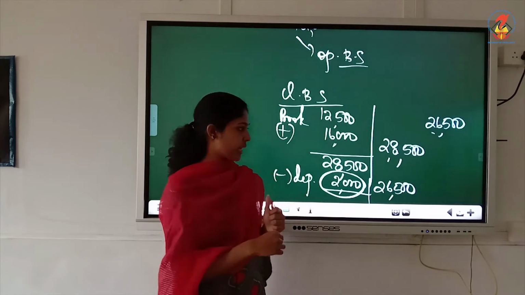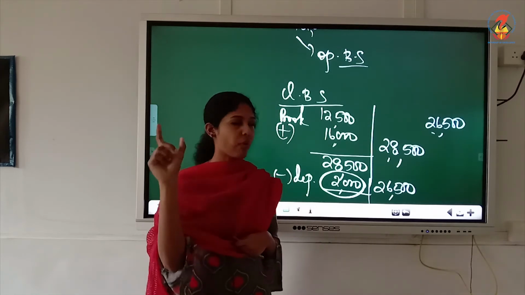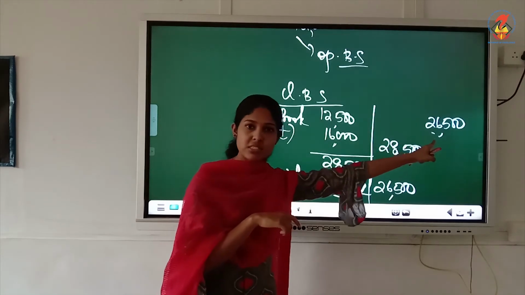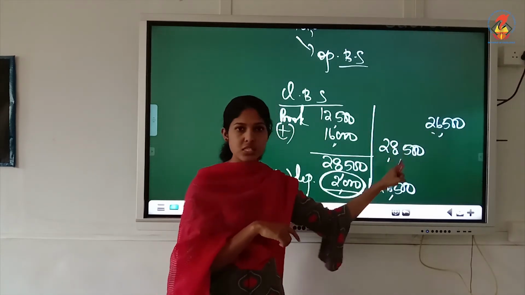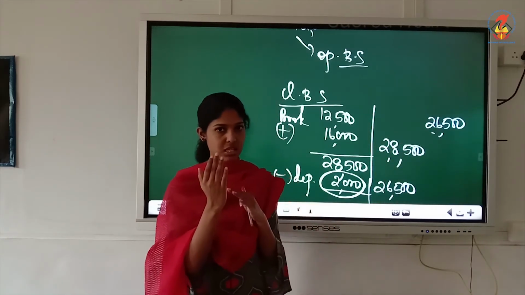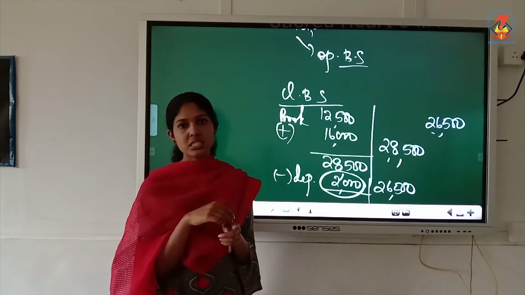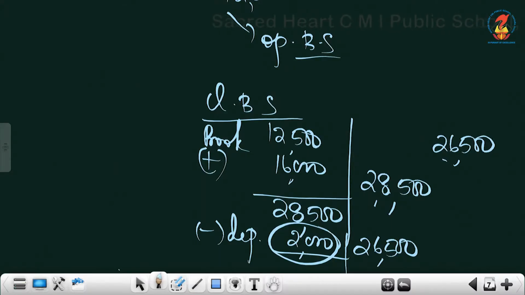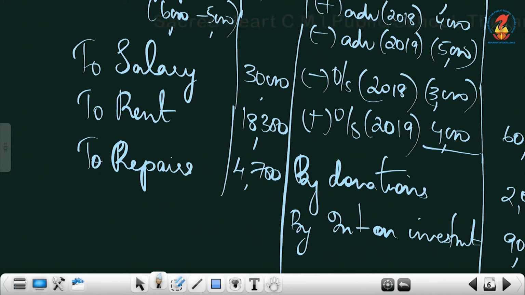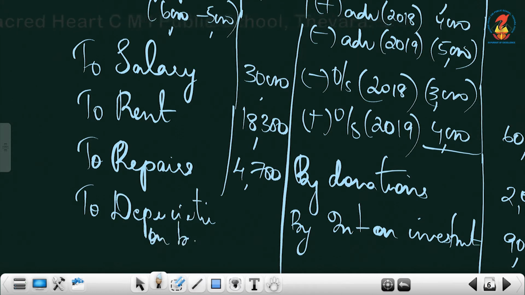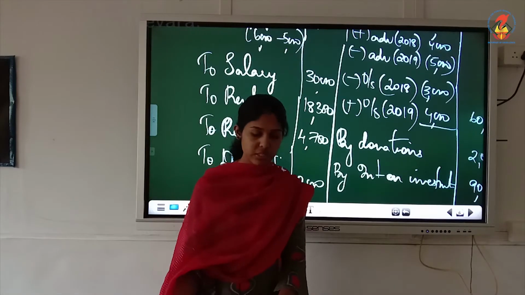So you have to check like this. If the closing value of an asset is specifically given, you have to check whether it is correct, whether there is any difference. If there is a difference, you take it as depreciation. Understood? So this 2,000 now we will write on the expenditure side. To depreciation on books, the amount is 2,000. Yes, with that your question will get over.